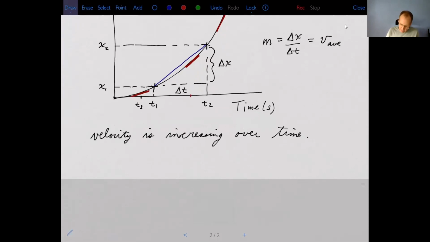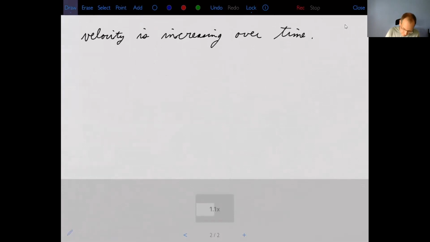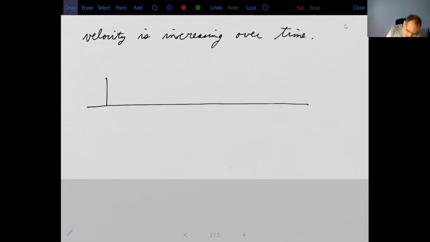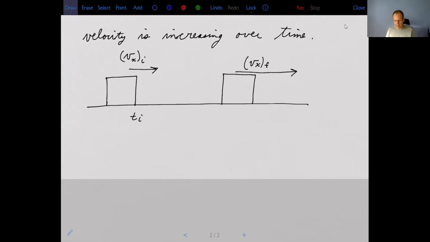Second definition. Let's say I have the cart again. Let's say it has some initial velocity. It's moving in the x direction. I could write it as Vx initial, at some initial time, t initial. And then later, let's say it has a new velocity, Vx final, and let's say it's larger, so it gets faster, and this would be at some final time.